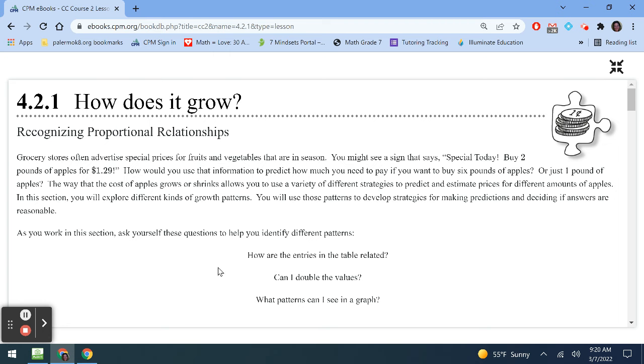In this section, you're going to explore different kinds of growth patterns. You will also use those patterns to develop specific strategies for making predictions and deciding if answers are reasonable. So we're going to ask these questions. How are the entries in the table related? So we definitely have a table. How can I double the values? What patterns can I see in a graph? So again, I have a graph right here as well. So we have tables and graphs.